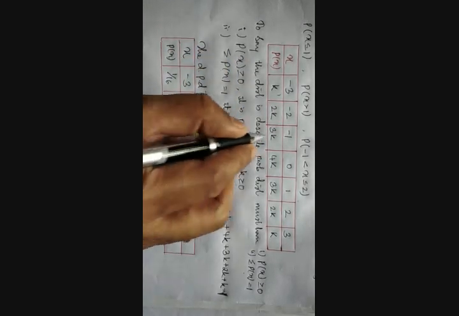Then 2 times k will be 2 divided by 16. Then 3 times it will be 3 by 16. Then 4 times it will be 4 by 16. Then it is 3 by 16. Then 2 by 16. 1 divided by 16.